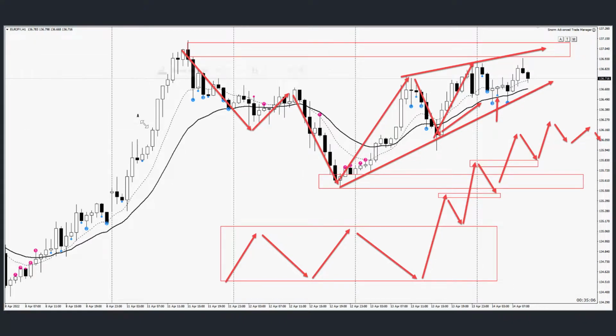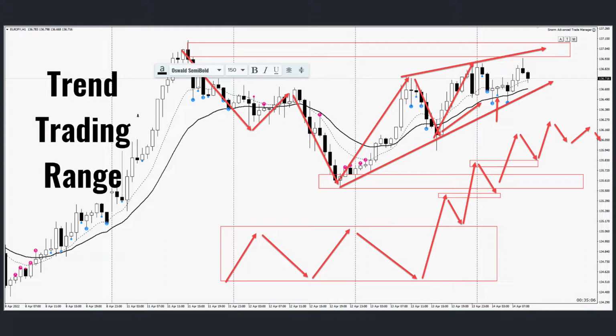So the important thing to know, the most important thing, is it a trend or a trading range? That distinction is important. And then you will ask, where is that breakout impulse move? Somewhere over here. Is it happening here or not?